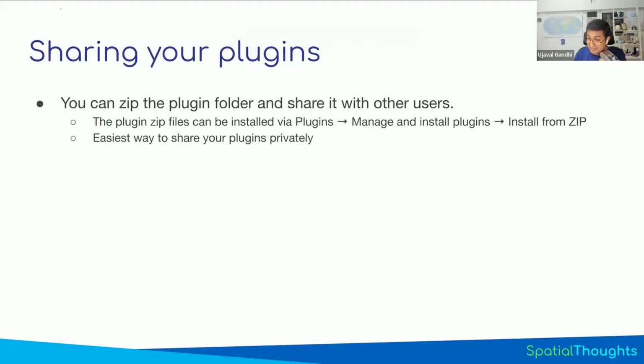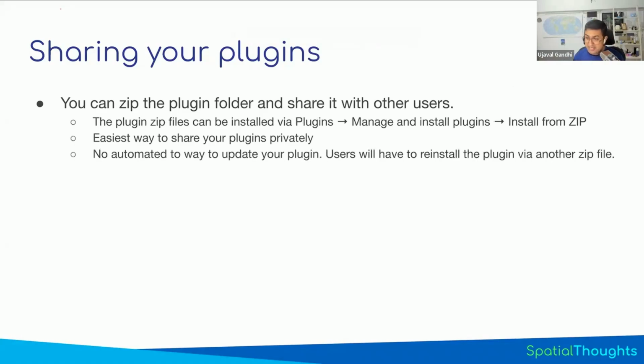Zip files are the best way to share plugins privately. So for your colleagues, for internal plugins, it's the best way, just put it in a shared drive. I know many companies who have plugins internally where they put it on a shared file, and whoever needs a plugin goes and downloads that and installs that using zip. The downside of this is, let's say you've added some new functionality. There's no automated way to push that update to your users. You have to again email them or tell them that please go and download the new version, install this again. So updates have to be manual.